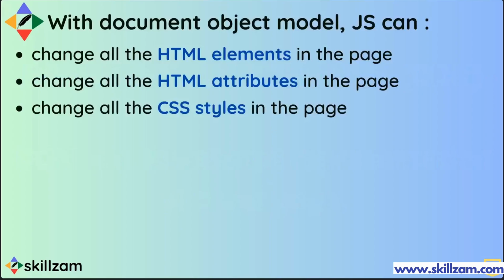Now, with this document object model, what can be done? What is it that we are trying to achieve? What does it provide? And using JavaScript, how can we use this as a developer? So just understand that this document object model can change the HTML elements in the page. Okay, you can modify, you can change the HTML element.